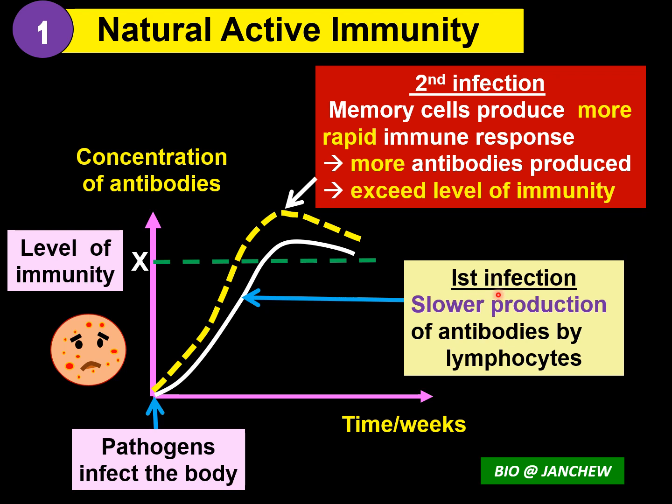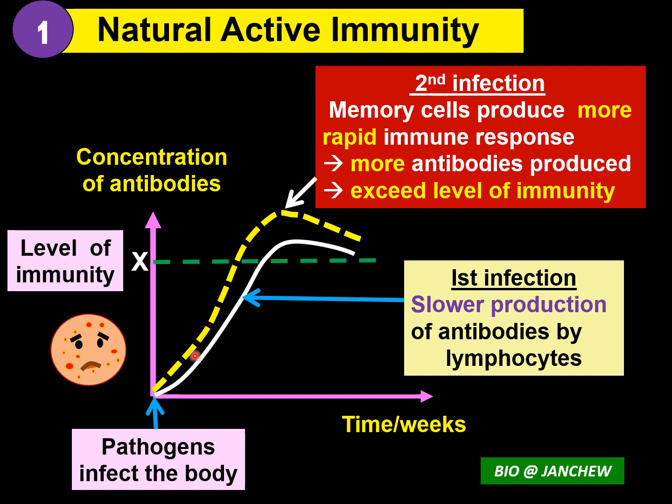So for the first infection, there is slower production of antibodies by the lymphocytes. Slow production, because the lymphocytes are just beginning to produce the specific antibodies for that pathogen. However, if there is another infection later on, after maybe a year or two and so forth, during the second infection by the same pathogen, memory cells, which are lymphocytes that can produce these specific antibodies, will produce a more rapid immune response, meaning they will produce more of the same antibodies, and also they'll produce the antibodies faster than the first time. So the gradient for this second curve is steeper than for the first curve.